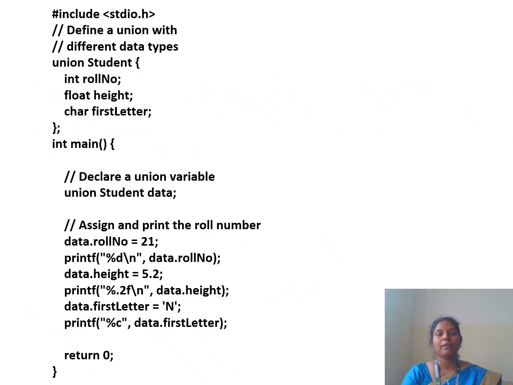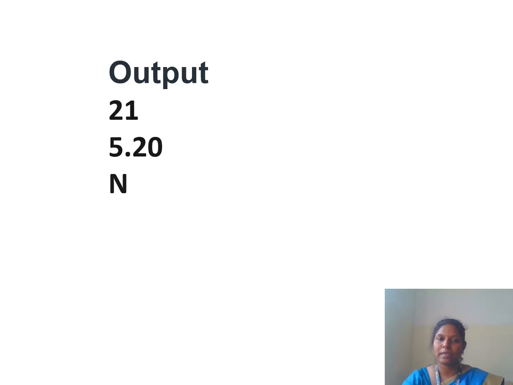Example program. Here we declare the union as student. We get the roll number, height and the character of first letter. Declare a union variable as union student data. We set data.roll_number equal to 21, data.height equal to 5.2, data.first_letter equal to n. The output is 21, 5.30 and n.